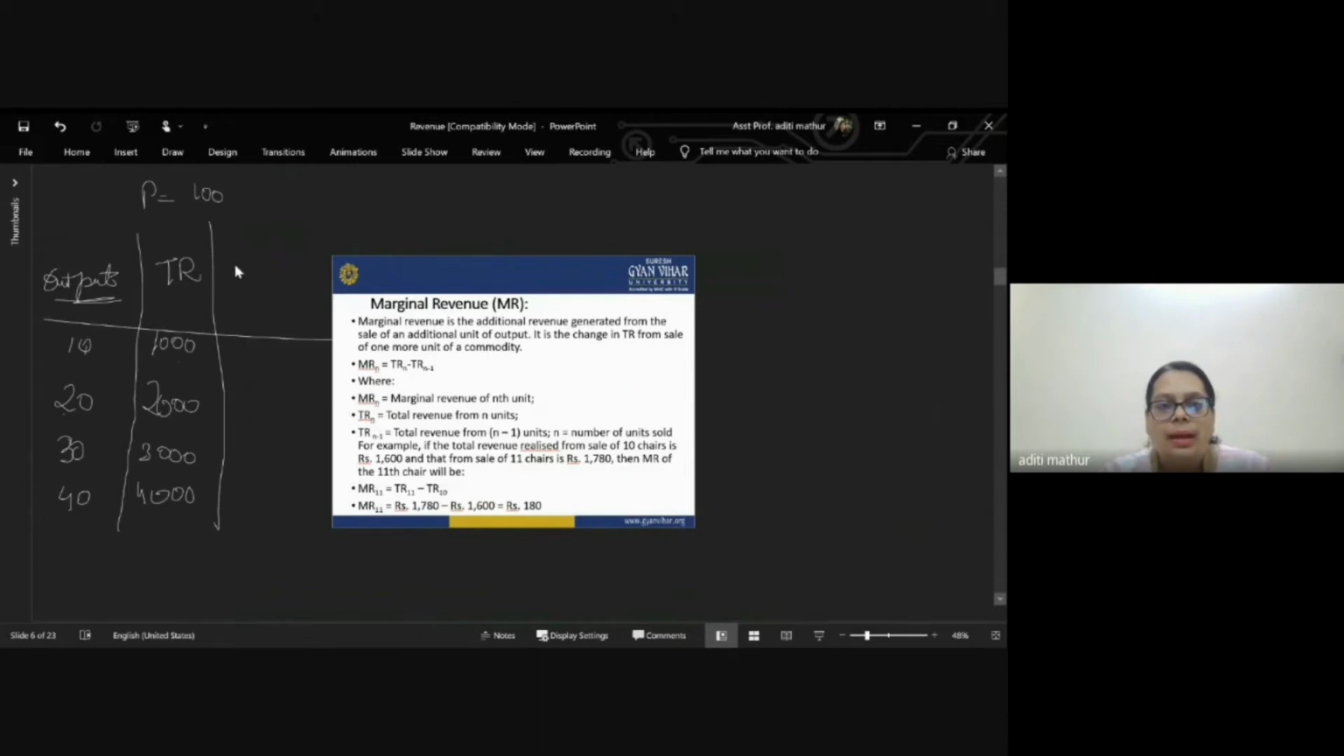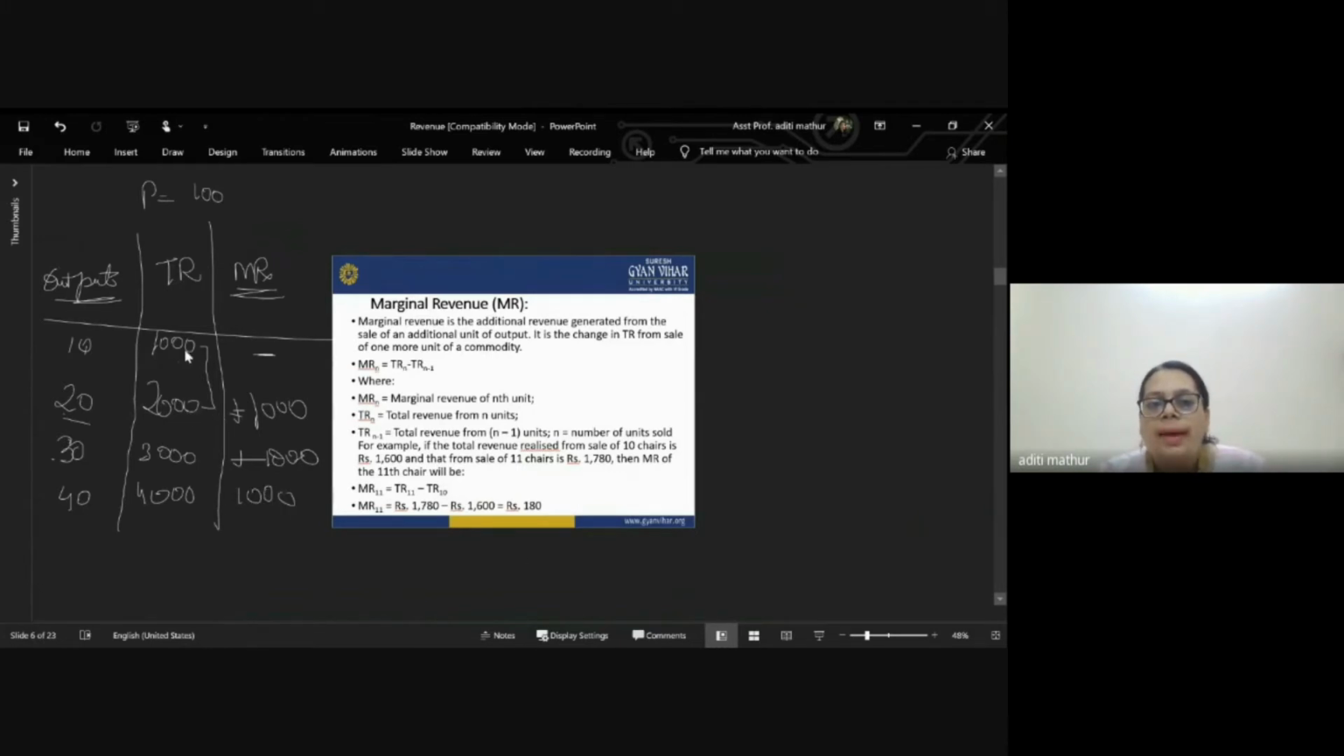Now let us learn how to calculate MR. As we know, MR is calculated to know the additional revenue which you have earned because of one more unit of sales of the commodity. In the same way, we are going to subtract the two to get the MR. So for the level at 20, your MR is going to be 1000. Then at 30, also it will be 1000. And over here also it will be 1000.